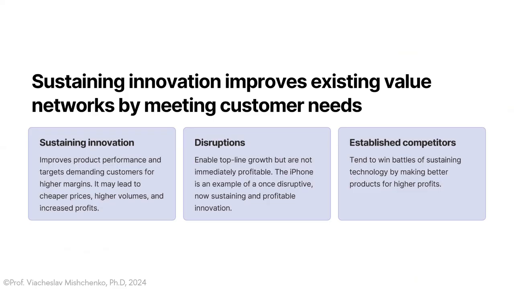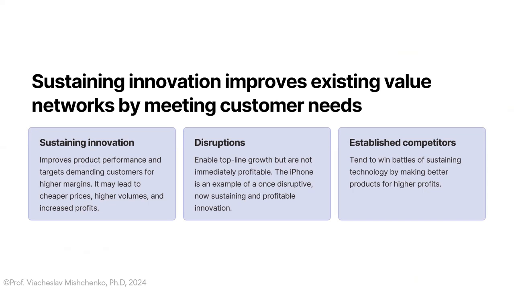But here is the interesting contrast with disruption. You can notice, for example, how the iPhone, which is mentioned as an example, transitioned from disruptive to sustaining innovation. And we can see the same pattern in fintech. For example, companies like Square started as disruptives, but now increasingly compete through sustaining innovation.